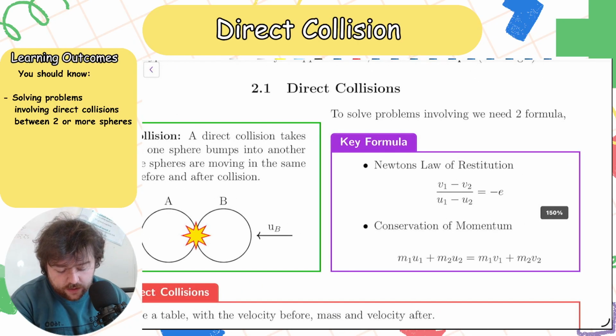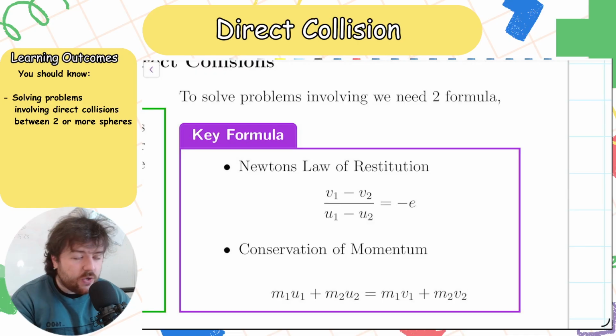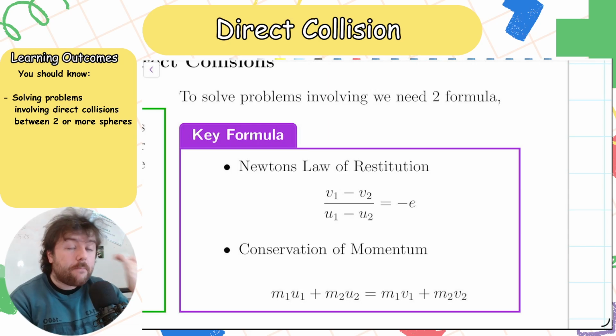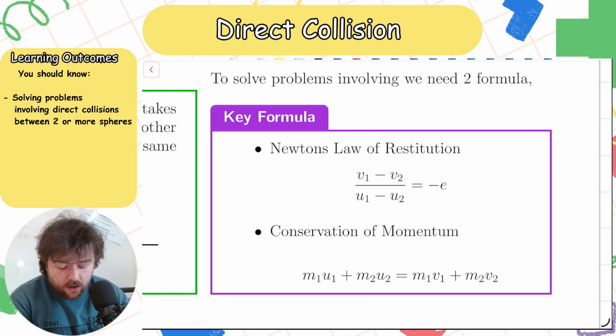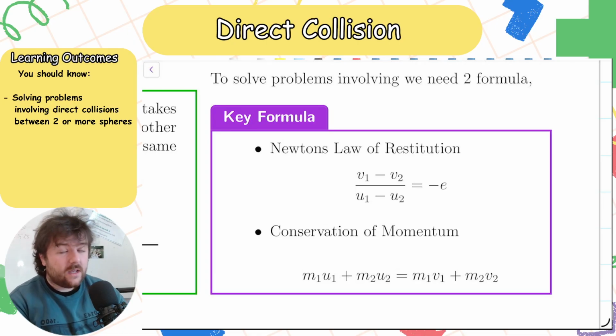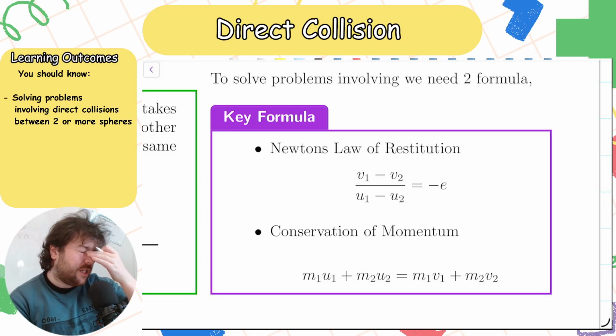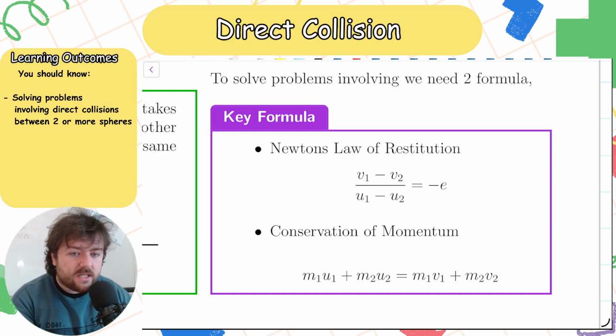So we need these two laws. First, Newton's law of restitution. We met this in the last video, but a more simplified version, because we were only dealing with one object. Since we're now dealing with two objects, we need the relative velocity before and after. The relative velocity is just v1 minus v2, all over u1 minus u2. So you subtract the velocities after, all over the velocities before, and that is equal to minus the coefficient of restitution. And then we need the conservation of momentum.